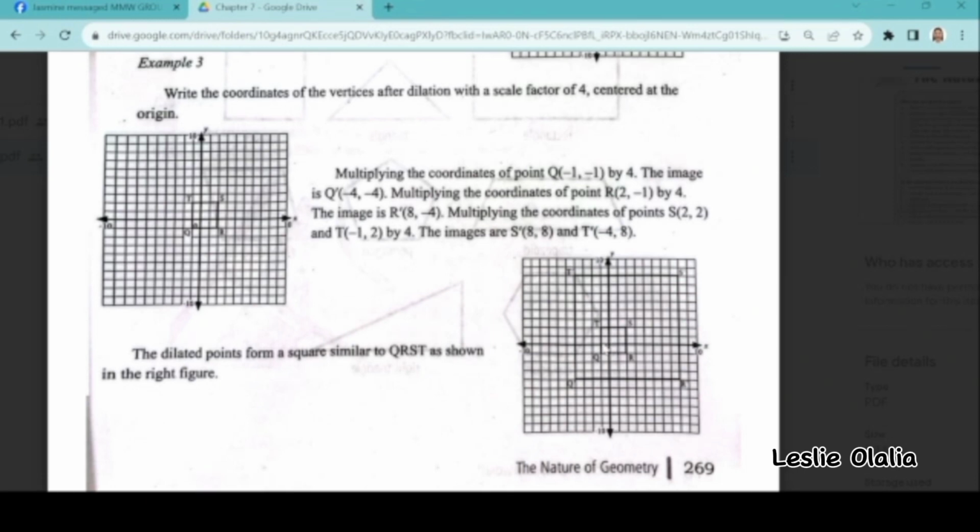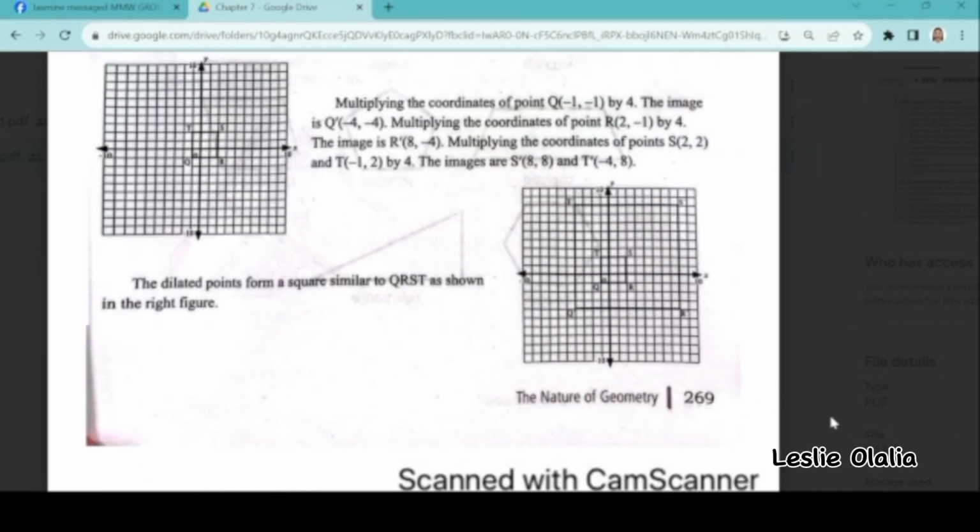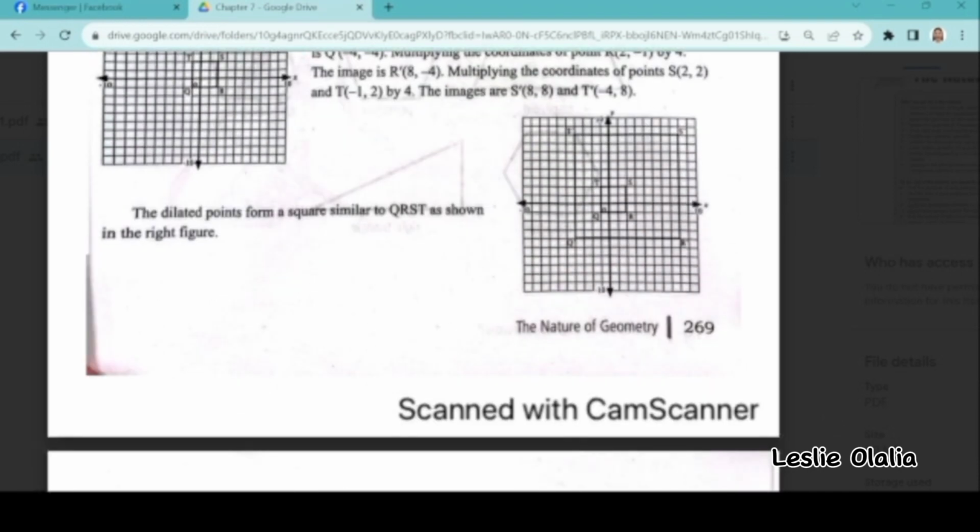negative, negative 4. 1, 2, 3, 4, bilang ng 8 pataas since it is positive. 1, 2, 3, 4, 5, 6, 7, 8. Ayan na ating corner T or point T. So, Q, R, S, T, kung mapapansin ninyo, lumaki kasi nga ang ating dilation is enlargement kasi ang ating scale factor is 4 which is higher than 1. And that is all of my report.